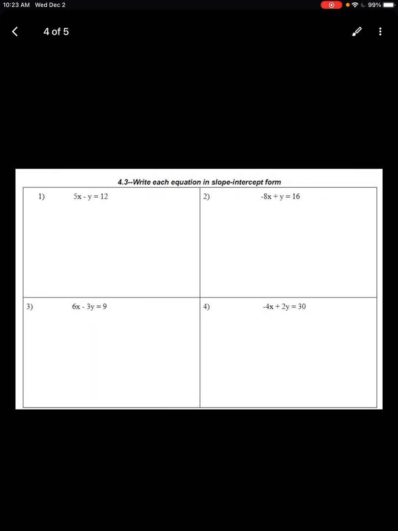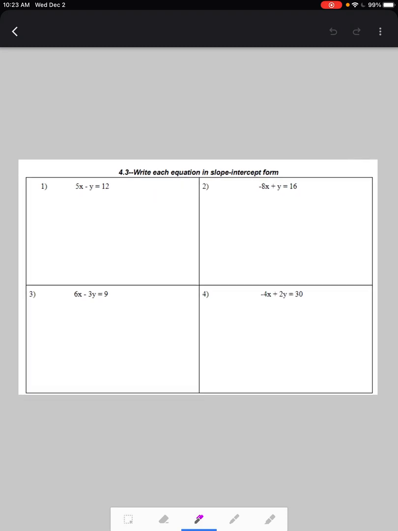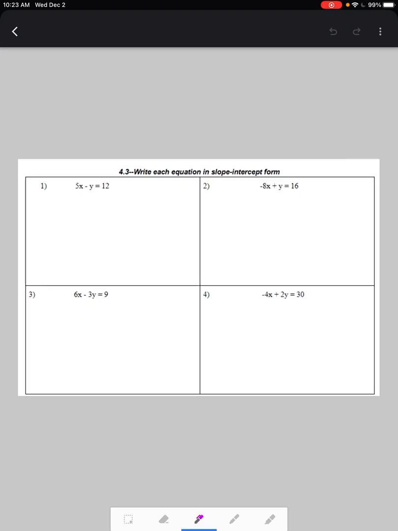All right, now on to 4.3. So slope-intercept form is our goal from this section here, and all that means is we need to have y equals mx plus b for each of these things. So we basically need a y equals equation. Now, most of these, as you can see, are not y equals. So that's going to be a little bit challenging for us.